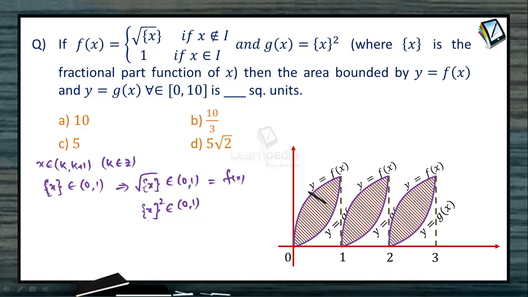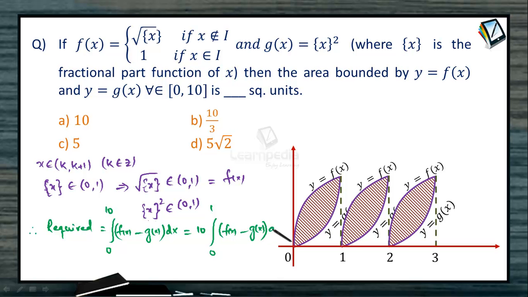So f of x minus g of x is always a periodic function, isn't it? Therefore the required area is integral 0 to 10 of f of x as the upper curve minus g of x as the lower curve. But as f of x minus g of x is periodic with period 1, repeating at intervals of 1 unit, can we rewrite this as 10 times integral 0 to 1 of f of x minus g of x dx, isn't it?